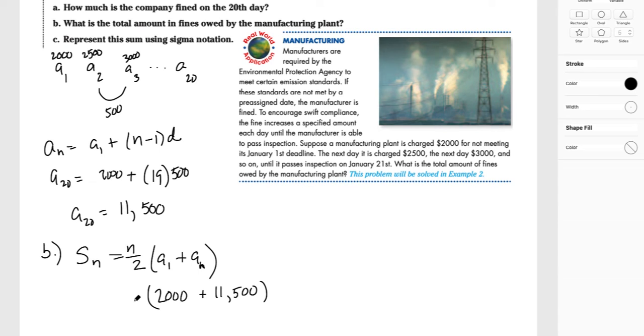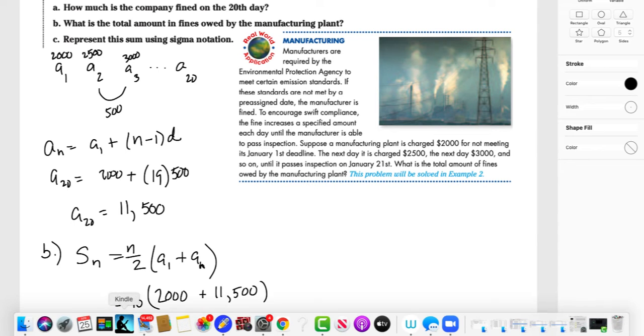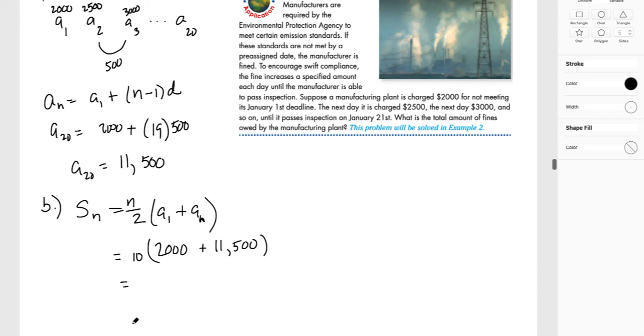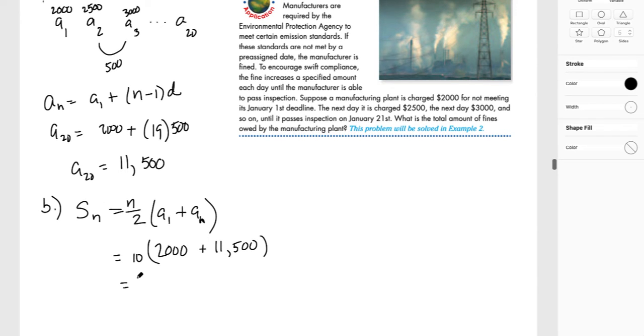So that's 20 over 2, which is 10. And when we calculate that total amount owed, we get the whopping amount of $135,000, which is quite a bit. All right, so we get $135,000 is the total number of fines.